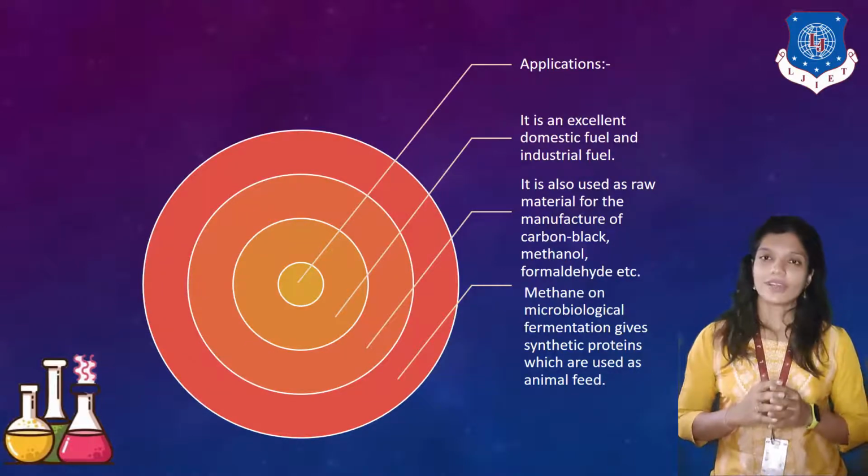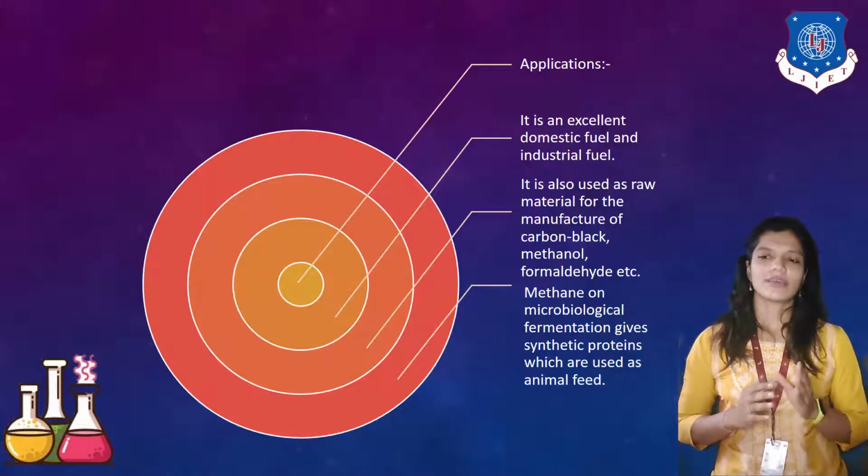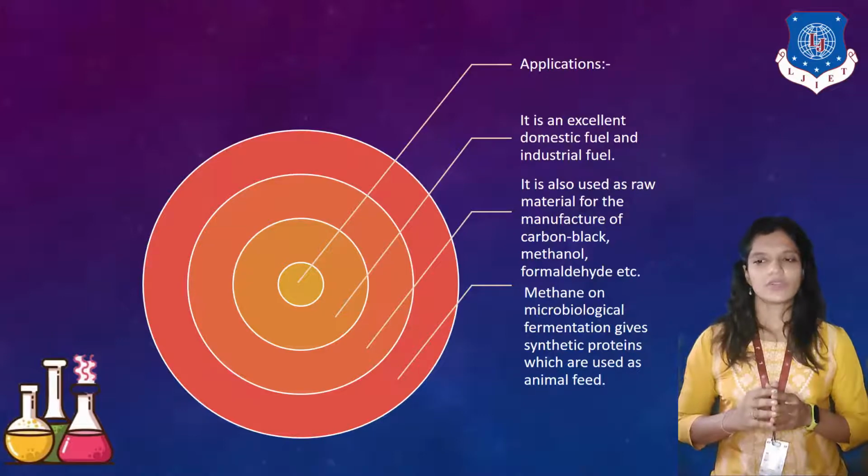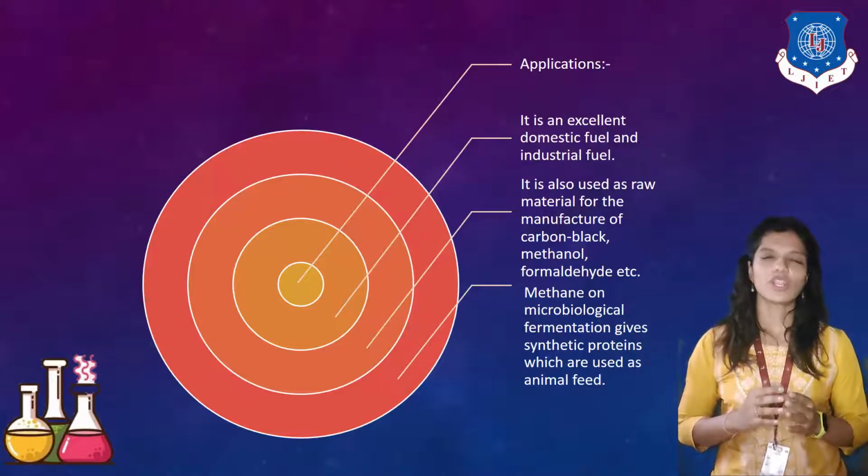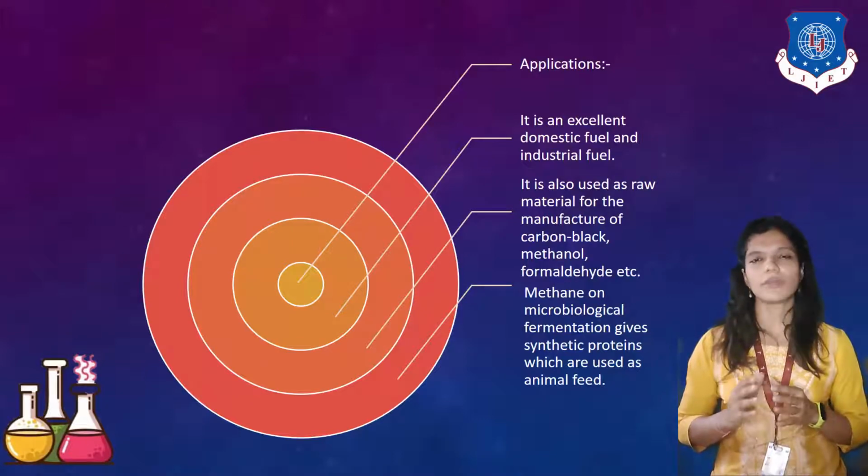Now, let's take a look at their applications. It is an excellent domestic fuel and industrial fuel. It is also used as a raw material for the manufacture of carbon black, methanol, and formaldehyde. As we have seen in our earlier slide, it is mainly composed of methane, so it is widely used in the manufacturing of methanol and formaldehyde also.